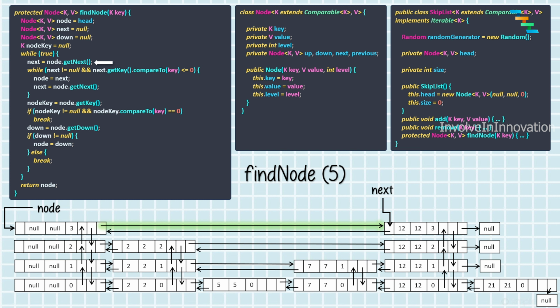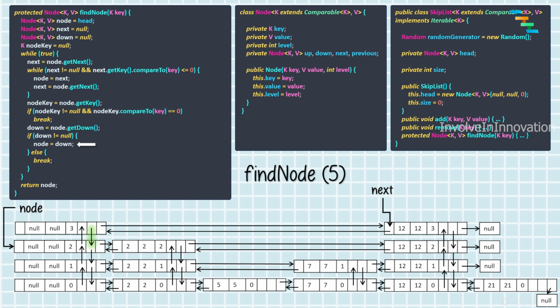Now get the next of the current node, head level 3, which is node 12. Now next is pointing to node 12, level 3. Node 12 key is greater than the key to find. So we are going one level down from the current node, which is head level 2, and assigning this to the node variable. We are continuing with the next iteration.